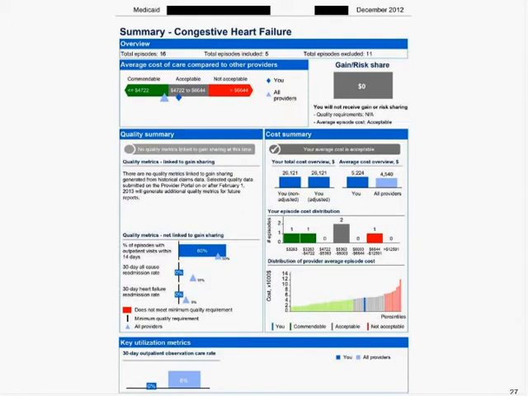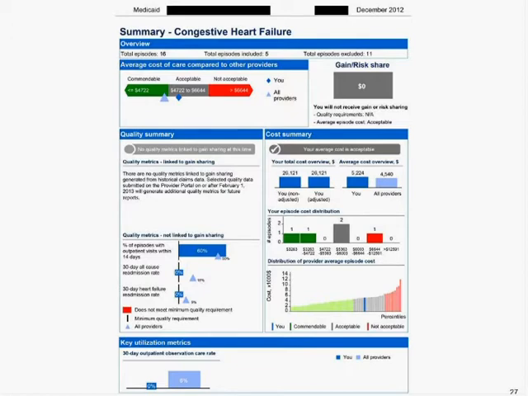In the second section is the cost of care compared to other providers. Ranges from commendable in green, acceptable in gray, and not acceptable in red. Where you fall in this range is indicated by the dark blue diamond, and all other providers is indicated by the light blue triangle. As you can see from this example, the provider fell in the acceptable range. Also next to this section, you will see the gain risk share associated with this episode of care, which for this example is 0 as they fall in the acceptable range.